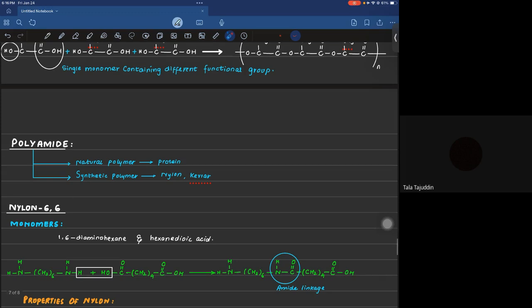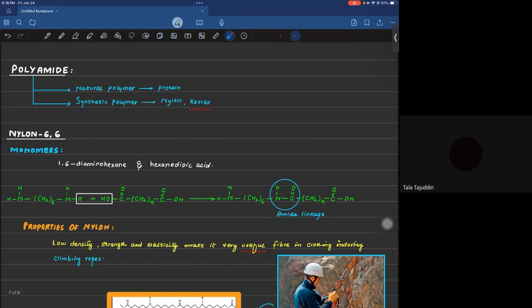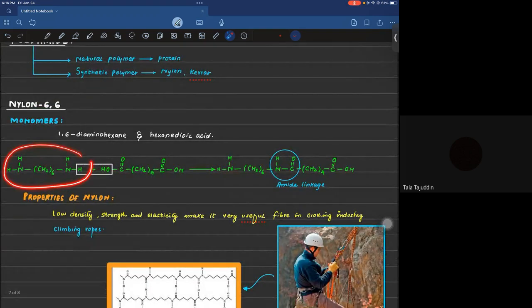Same goes with nylon 6,6. I want to make this polymer, I need monomers. Okay, so the first monomer to prepare nylon 6,6 is 1,6-diaminohexane, and the next monomer is hexanedioic acid. So this is the structure for 1,6-diaminohexane, and this is the structure for hexanedioic acid.